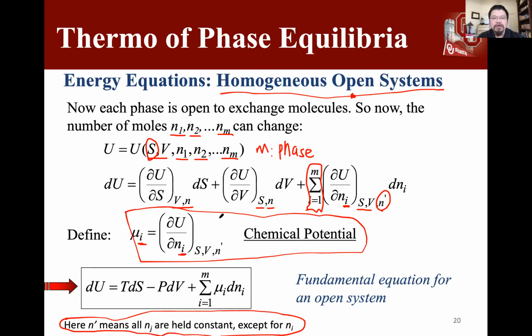Okay, so now if we try to replace the partial derivative by the newly defined chemical potential, then we have this dU term. dU is T dS. So this is the previous equation. Here we need to revise and add the contributions due to the existence of multiple phases.